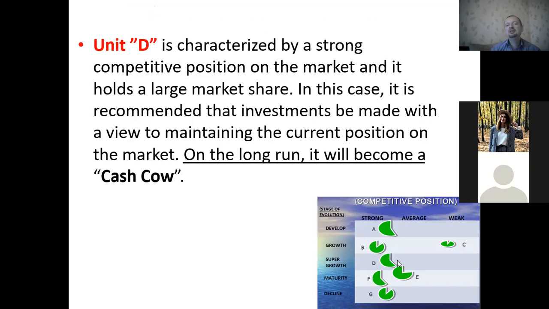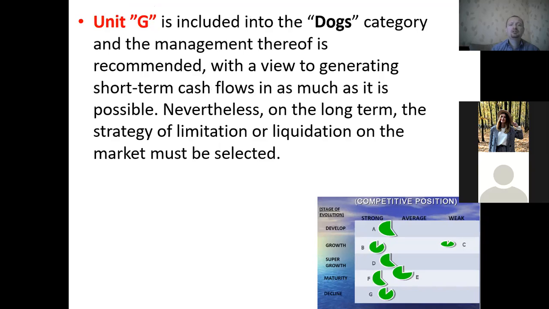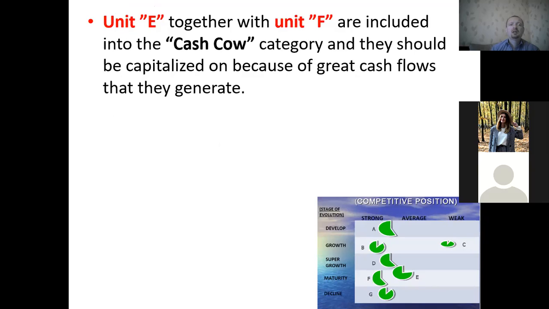Units D, E and F are like cash cows. They generate some cash inflows which could be used for dividends, and we have to pay this money to the owners of our company, or it is possible for us to use this financial support for strategical business units A and B.